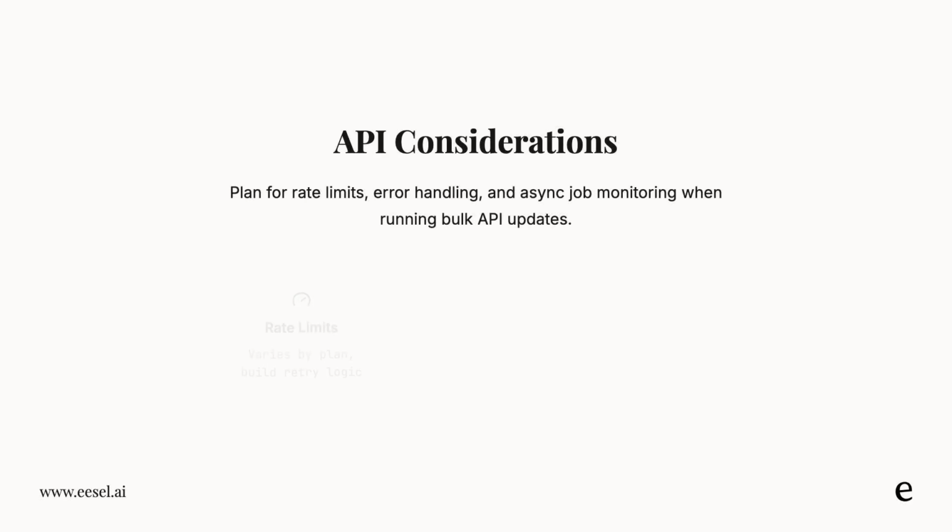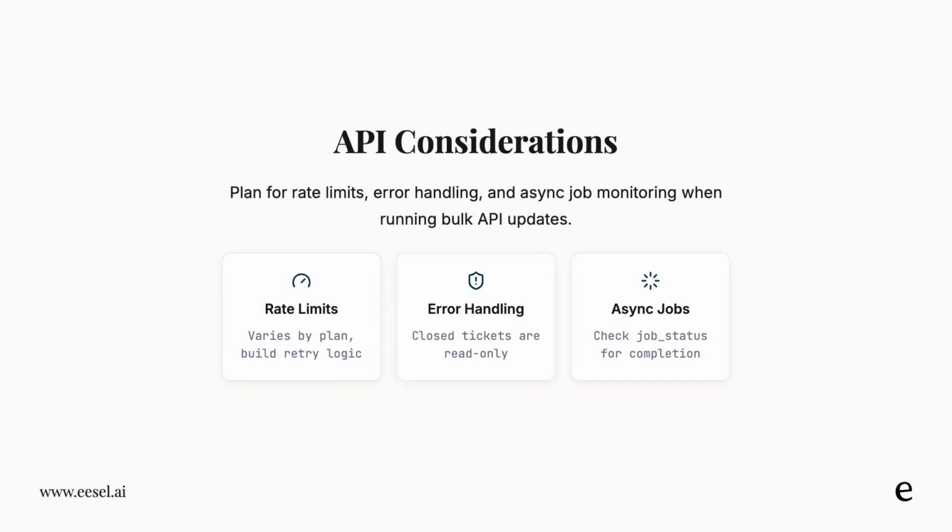A few things to watch for with the API. Rate limits vary by plan, closed tickets are read-only, and bulk updates run asynchronously. Build in retry logic and monitor your job status to stay on track.